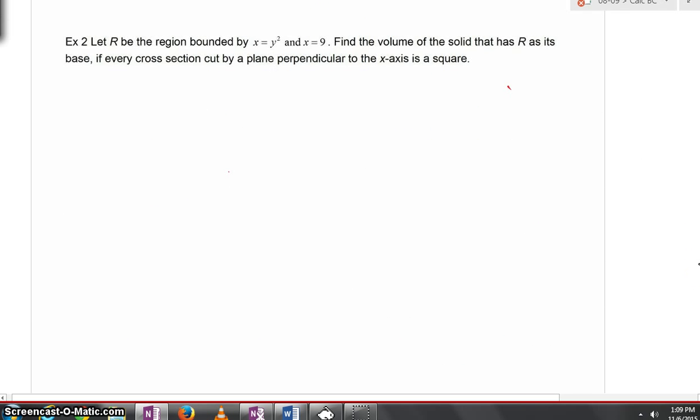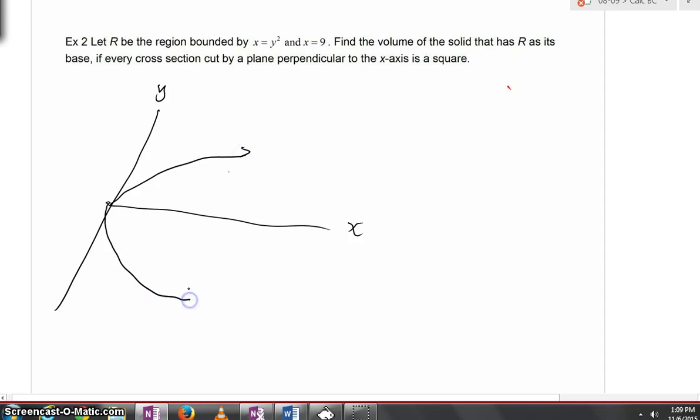Last problem, let's look at number 2. Let R be the region by x equals y squared. Trying to do this quickly. Notice how I'm offsetting the graph a little bit to allow for us to visually see a 3D perspective. X equals y squared, we all know, is a sideways parabola. It's going to open to the right. And x equals 9, well, I hope you can agree, is a vertical line. It would look something like so.